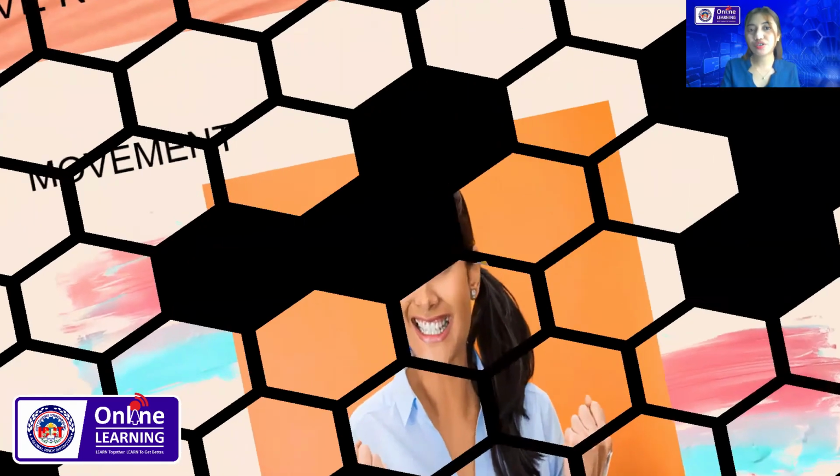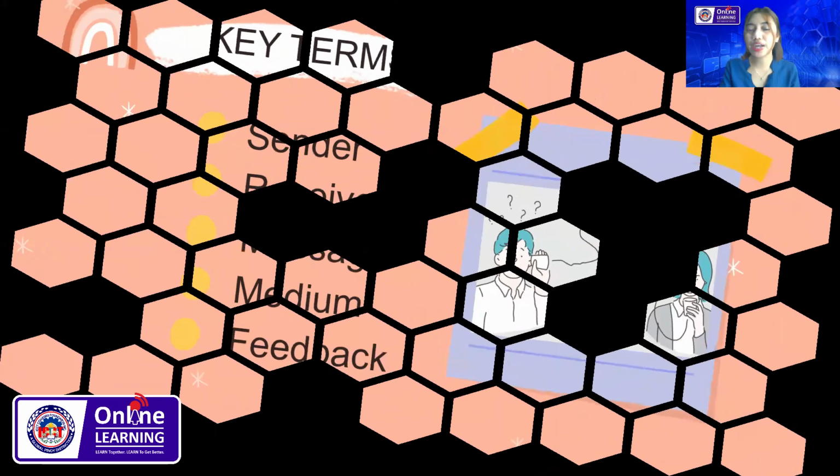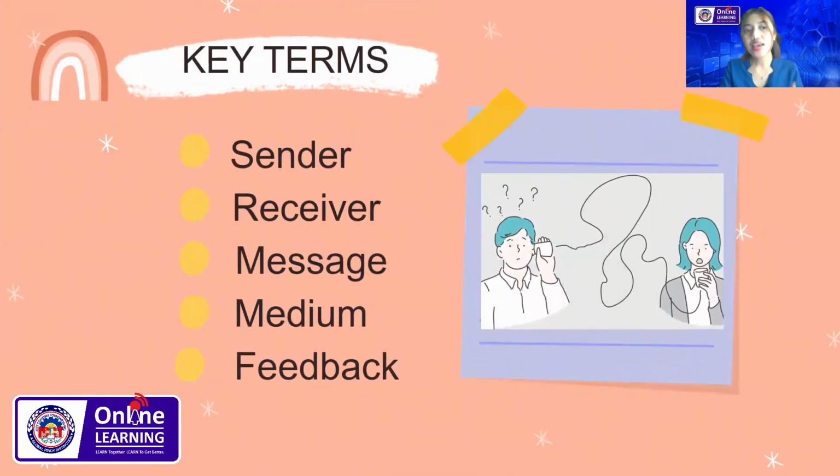Let us now proceed to the key terms that you need to remember in Chapter 1, Basic Concepts. We have sender, receiver, message, medium, and feedback. Again, when we say sender, it's the communicator or source of the message. Okay, so as of this moment, I am the sender or the transmitter of our lesson, and you are my receiver. Because when we say receiver, he or she is the one who receives the information, decodes or interprets the information. Next one, we have the message.